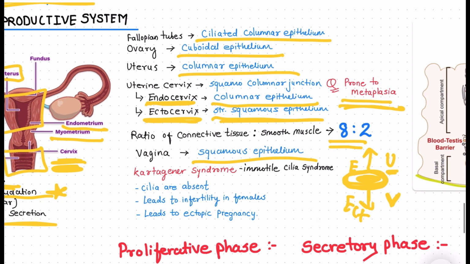Now there is a clinical point, that is Kartagener syndrome, also known as immotile cilia syndrome. Here there are no functional cilia in the fallopian tube, which leads to infertility in females. So Kartagener syndrome is responsible for infertility in females, and it leads to ectopic pregnancies also.